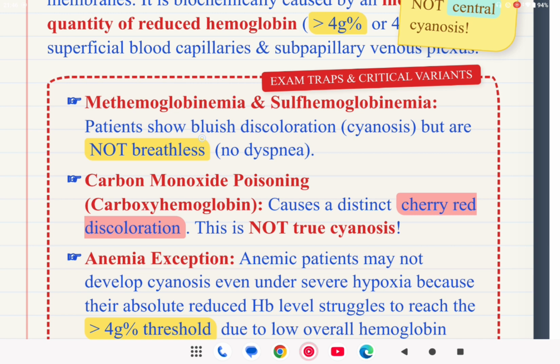When the patient shows bluish discoloration, this is known as cyanosis. It is a bluish discoloration, but the patient is not breathless, meaning there is no dyspnea. Then we have carbon monoxide poisoning. In carbon monoxide poisoning, there is carboxyhemoglobin, which causes a distinct cherry red discoloration, which is not a true cyanosis. So carboxyhemoglobinemia is due to CO poisoning, that is carbon monoxide poisoning.